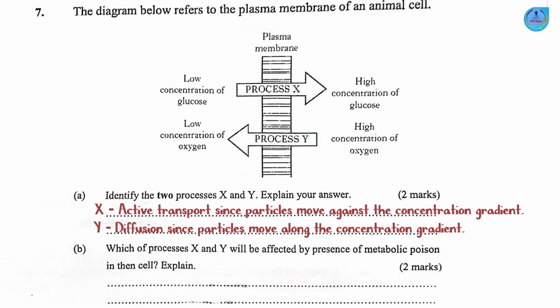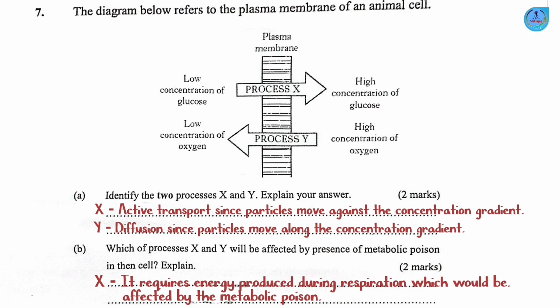And if they interfere with the process of respiration, that means they will also be affecting active transport. This is because active transport relies on the production of energy. So if you have a metabolic poison, that means respiration will be affected. If respiration is affected, then that means active transport will also be affected. So which process will be affected? X, because this requires energy.